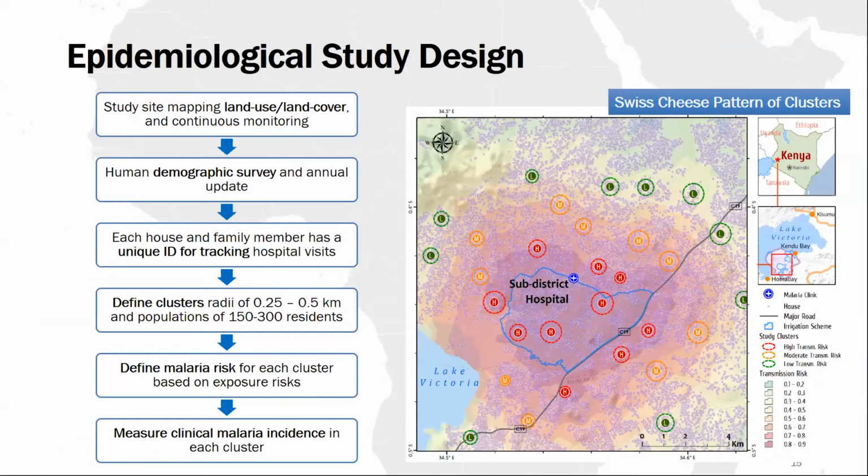In each site, we used multiple villages or clusters. Each cluster has about 150 to 300 residents. These clusters are distributed within or outside the irrigation area, forming a switch pattern. They vary in exposure risk based on their distance to irrigation, elevation, and other factors. By measuring malaria incidence in each cluster and the confounding factors, we can statistically factor out the impact of irrigation on malaria burden.